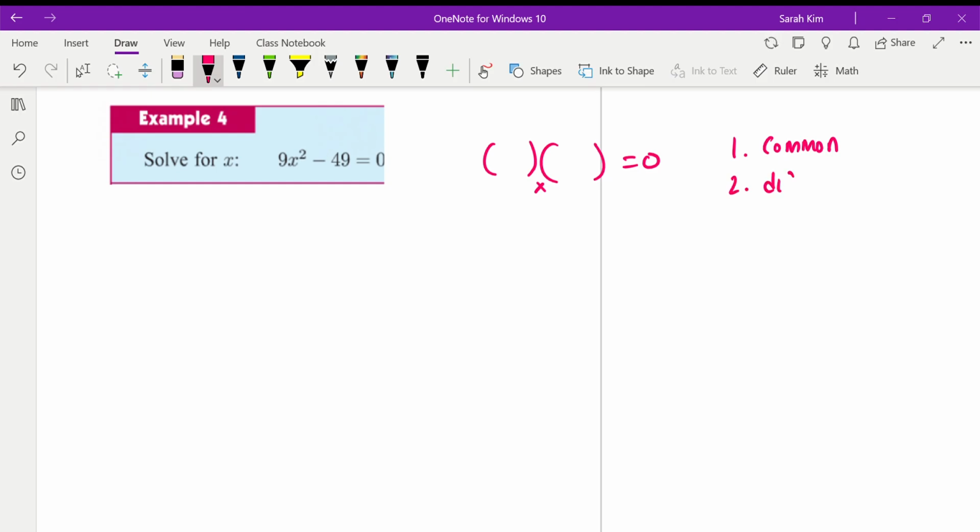I could use difference of two squares. I could use perfect squares. I could use, what's number 4? Sum and product.